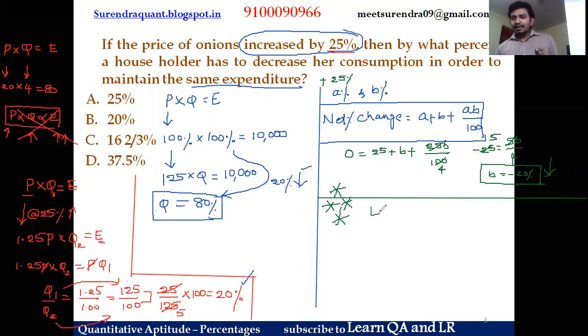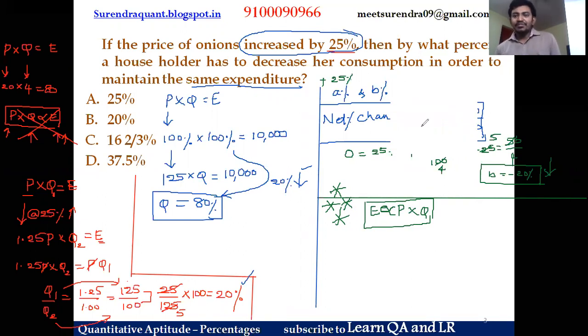So we know that expenditure equals price into quantity. So expenditure is proportional to price into quantity. What do you mean by this proportionality symbol? If there is some change in the variables on the right side, the same change has to reflect on expenditure. If the price increases, expenditure has to increase. If the price decreases, expenditure has to decrease. That is called directly proportional relation.